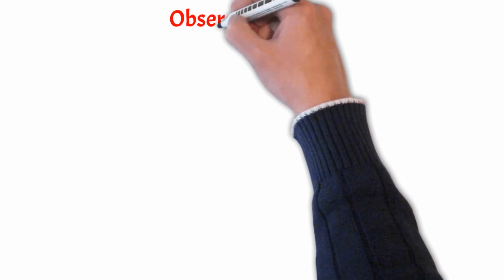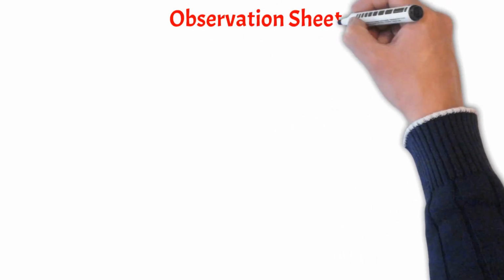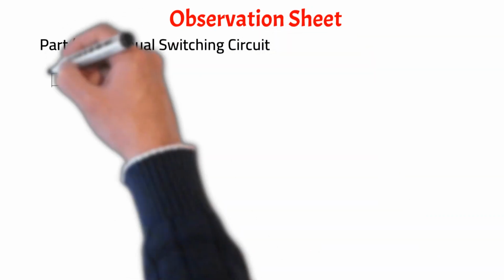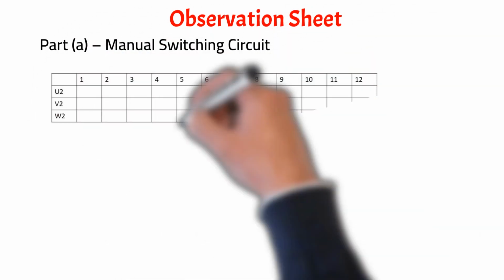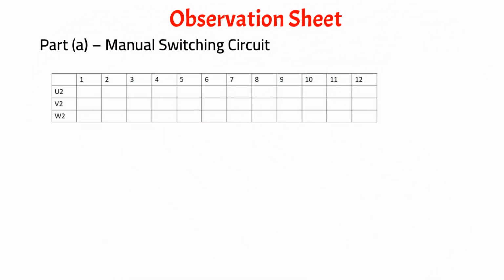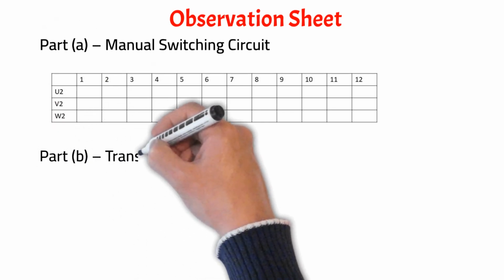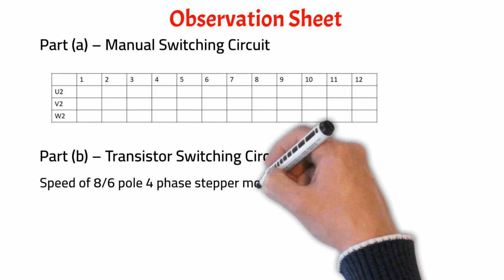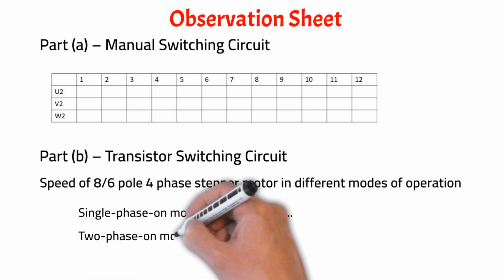Here's a little guidance for you to prepare your coursework on stepper motor and drives. Observation sheet. Please use this format for your observation sheet. For part A, under manual switching circuit, please fill this table to indicate the switching sequence observed in the video. For part B, under transistor switching circuit, please record the speeds of the stepper motor for different modes of operation as observed in the video.